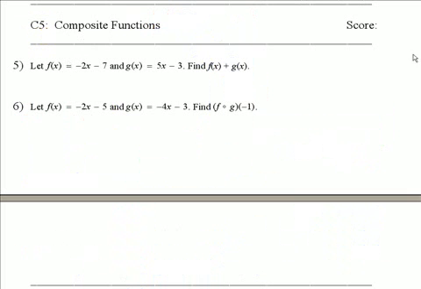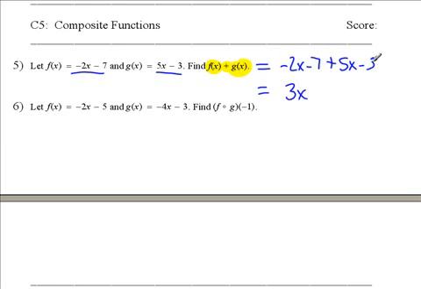Composite functions, number 5. f of x is negative 2x minus 7. g of x is 5x minus 3. All they want us to do is find f of x plus g of x. Well, f of x plus g of x is just adding these two things together. So I've got a negative 2x minus 7 plus a 5x minus 3. I'll just combine like terms. Negative 2x plus 5x is 3x. And negative 7 minus 3 is negative 10. So f of x plus g of x is just 3x minus 10.